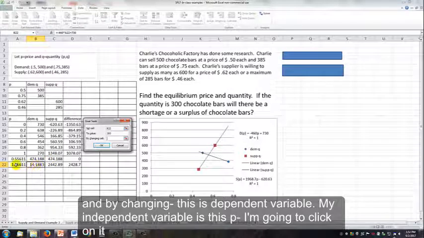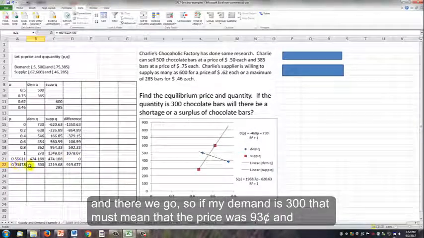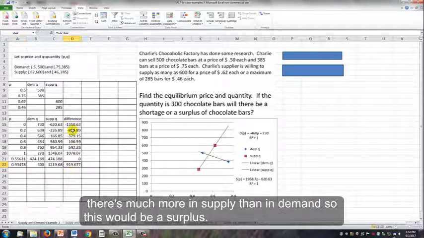By changing, this is my dependent variable. My independent variable again is this P. I'm going to click on it, and there we go. So if my demand is 300, that must mean that the price was 93 cents, and there's much more in supply than in demand, so this would be a surplus.